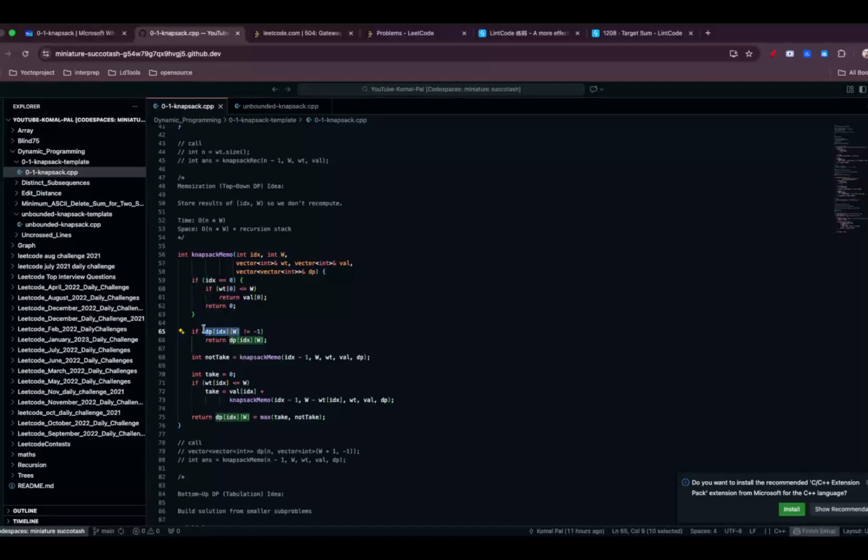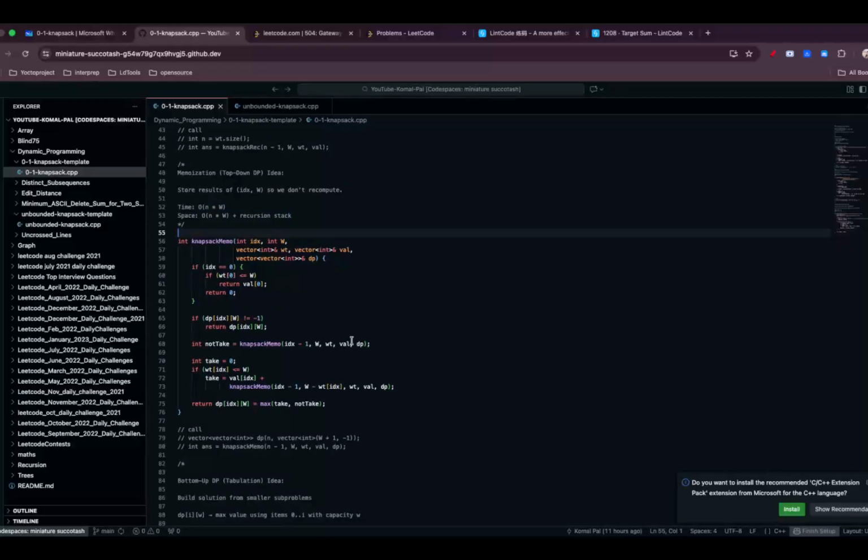Plus, because this is a recursive solution, the recursive stack will also be storing the n weights, so plus order of n. That will be the total space complexity, this one and this one. So this is how we go from recursion to memoization.